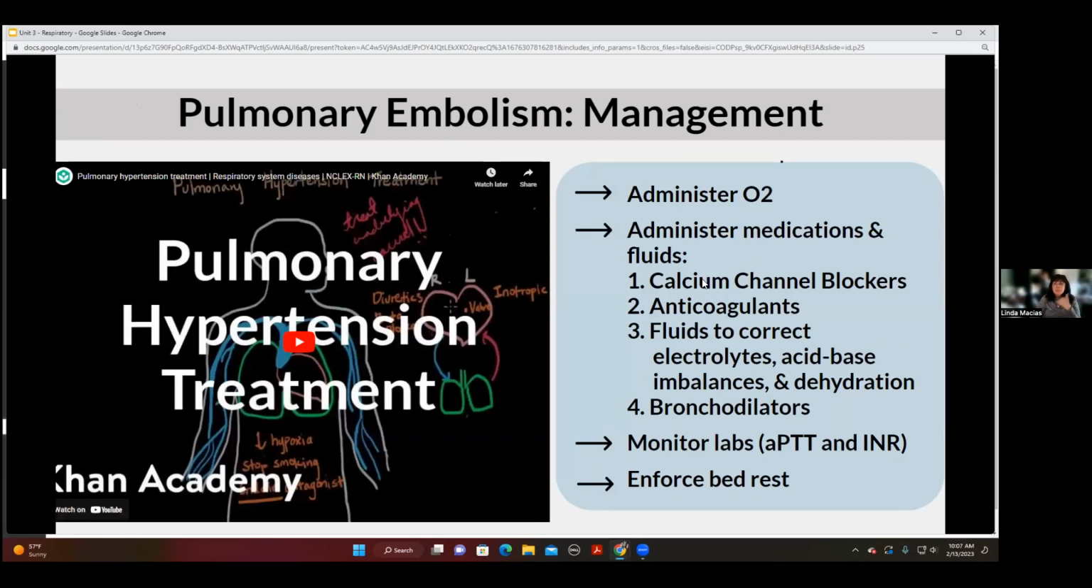For the embolism, they're going to give oxygen, calcium channel blockers, anticoagulants, and correct the fluid and electrolyte balance, so acid base imbalance and dehydration. The bronchodilators to open up those lungs, and then monitor the PTT and the INR to see if their clotting factor is there and okay.